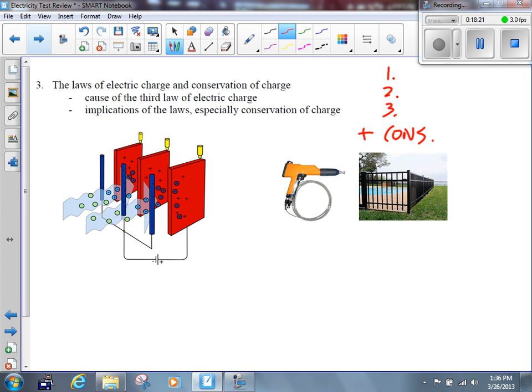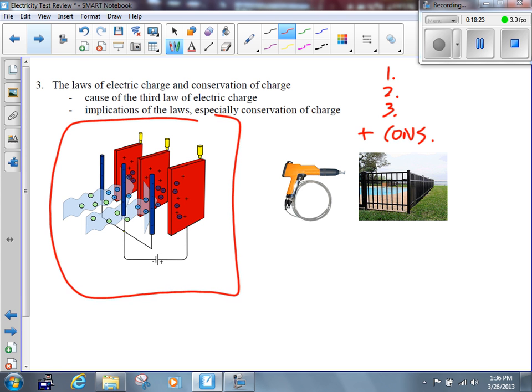This was an electrostatic precipitator, an air filter basically. You've got this air with dust particles that you want to filter out. So what happens? These neutral dust particles touch this positively charged blue rod here. Sorry, this negatively charged blue rod.